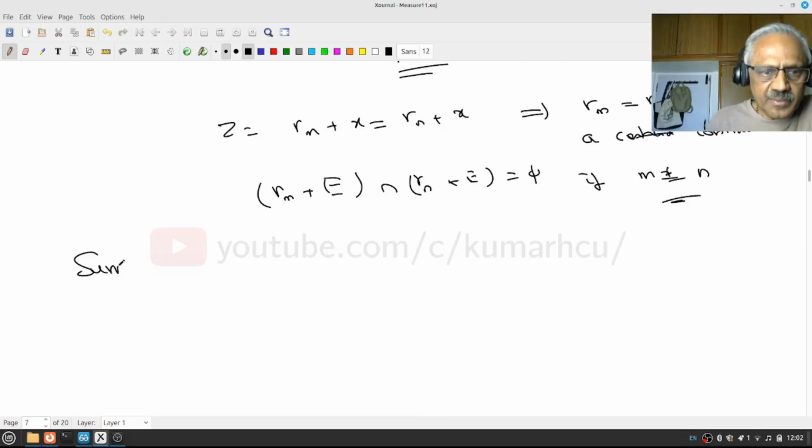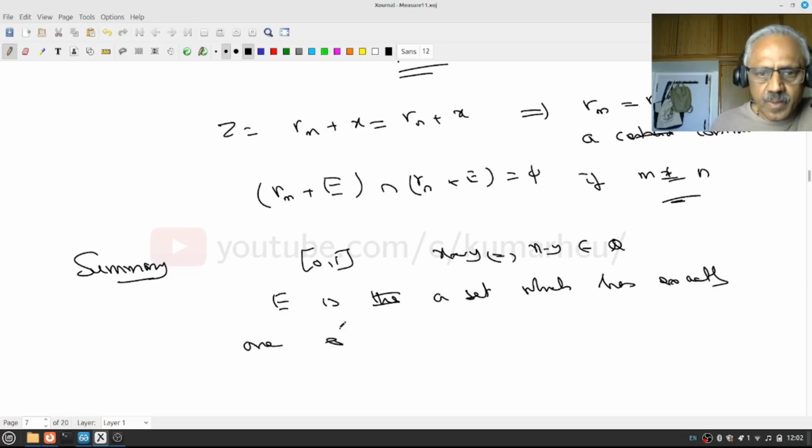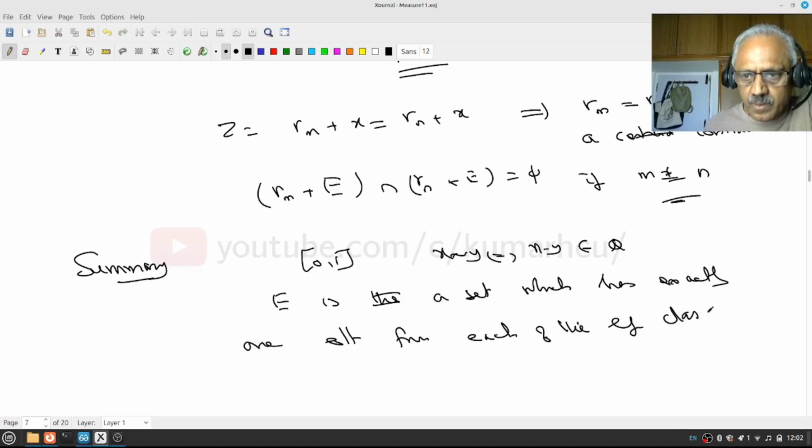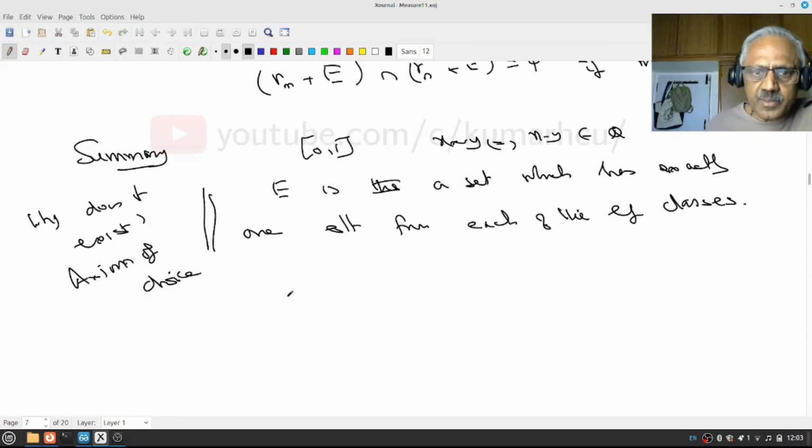So, in summary, what have we done? On [0, 1], we introduced an equivalence relation: x is equivalent to y if x minus y belongs to Q. Then E is a set which has exactly one element from each of the equivalence classes. Why does such an E exist? Because of the axiom of choice. Then what did we observe about this?